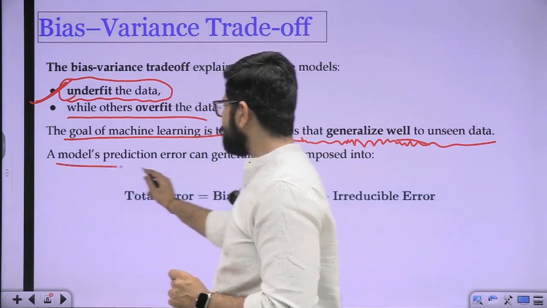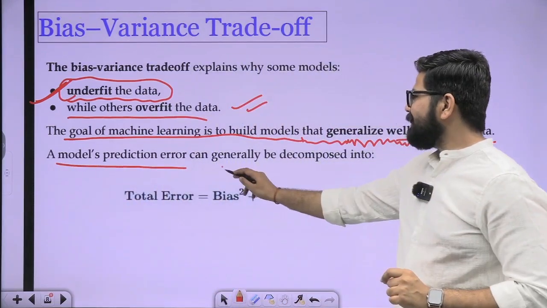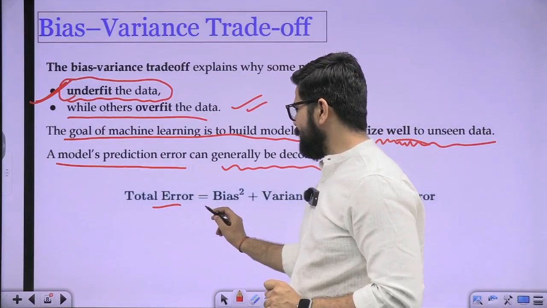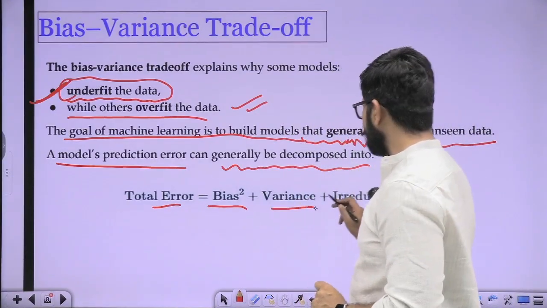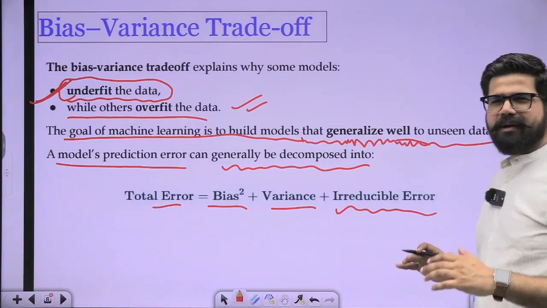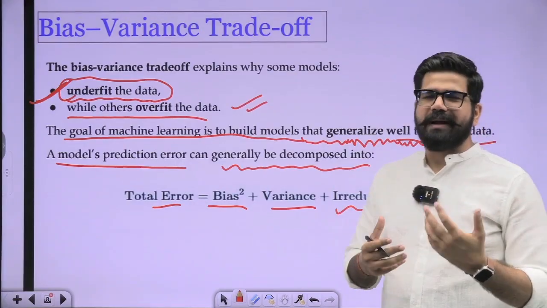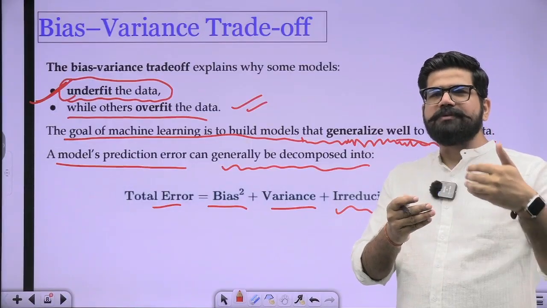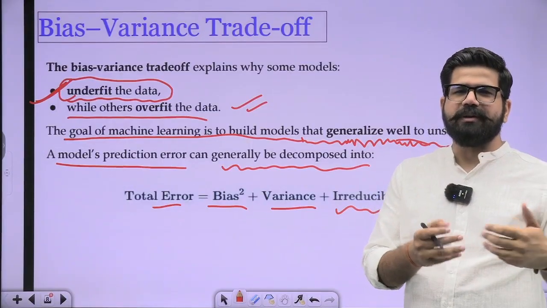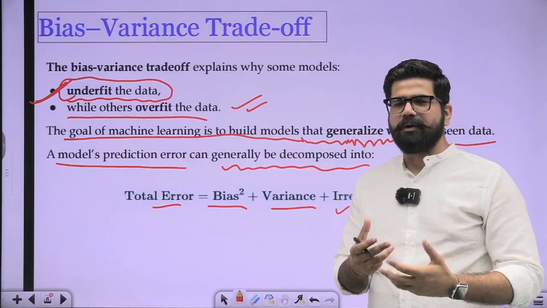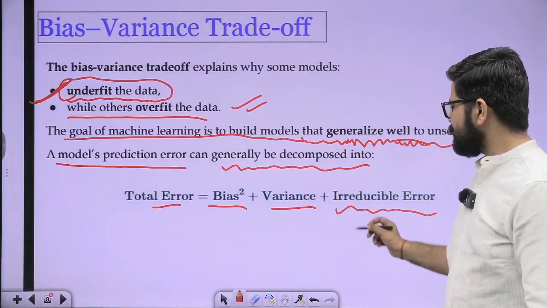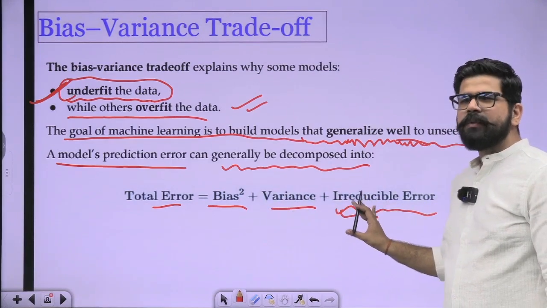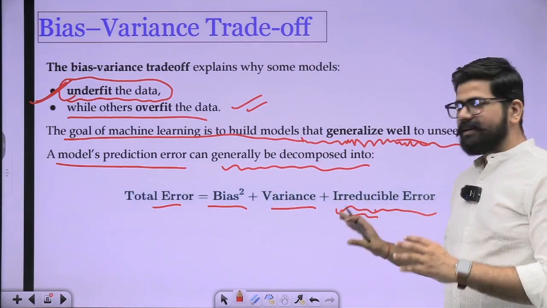A model's prediction error can generally be decomposed: the total error equals bias squared plus variance plus irreducible error. Irreducible errors are those errors which cannot be eliminated. I hope you already know that errors are of two types, reducible and irreducible. They must be present in your model due to certain noise, so that's why they are irreducible errors. A basic mathematical intuition we have written here. We can understand exactly what it is in detail in the upcoming slide.